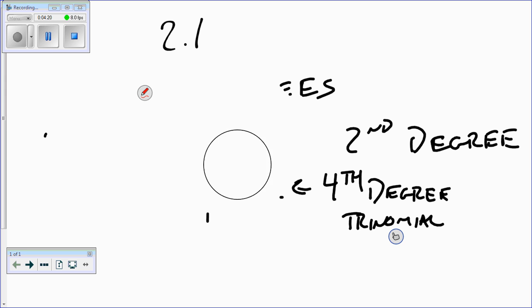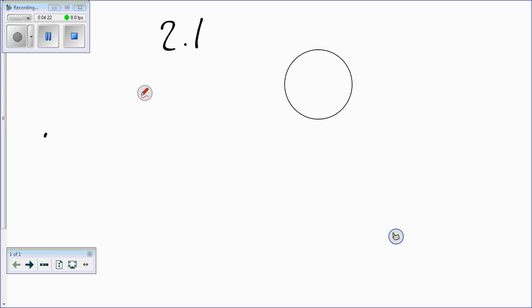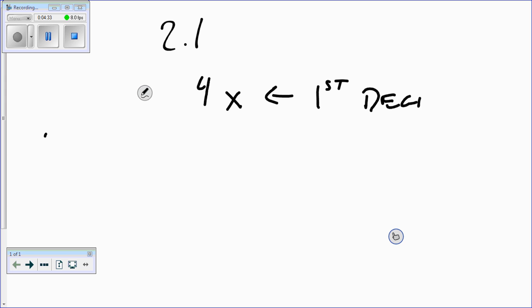Just a note about degrees in general. This is a 1st degree, and this is a 1st degree. And why is that? We don't write it, but there is an invisible 1 here. This is raised to the 1st power. We don't write that because, as Professor Gain taught me, that would be like wearing socks with sandals. You can do it, but why?